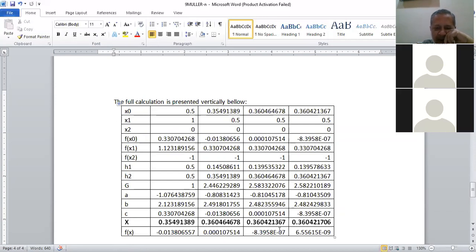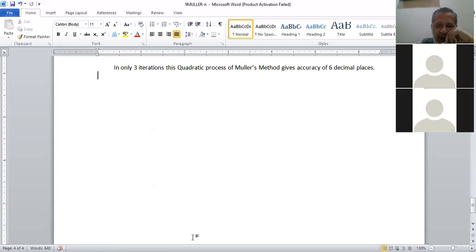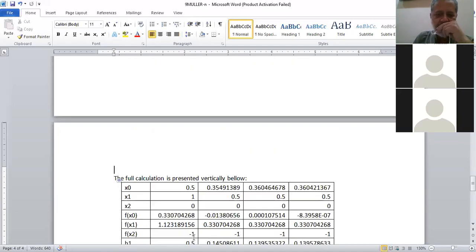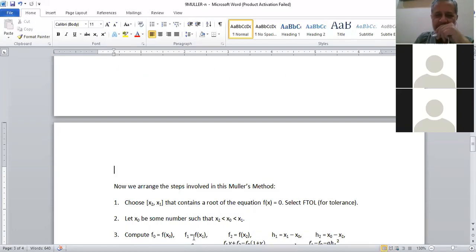थर्ड आइट्रेशन पे हमें अच्छा रिजल्ट मिल चुका है, और फोर्थ आइट्रेशन में 10 to the power minus 9, which is a very good result. Since it is a quadratic approximation, a second degree approximation, all the previous ones were first degree approximation. This converges more rapidly. In only 3 iterations, this quadratic process of Mueller's method gives accuracy of 6 decimal places. So that completes a description of Mueller's method, and the most complex process that we have studied up to now.